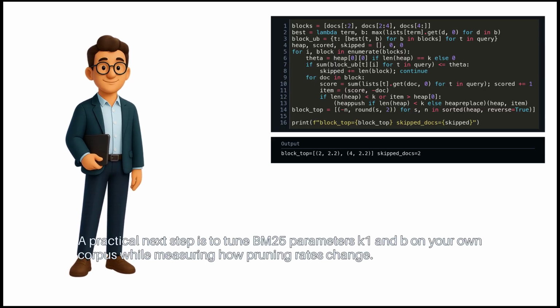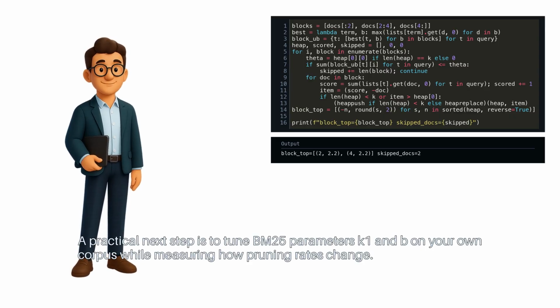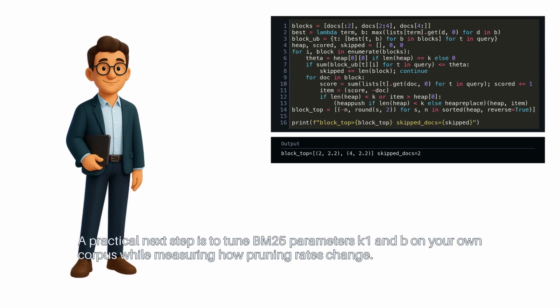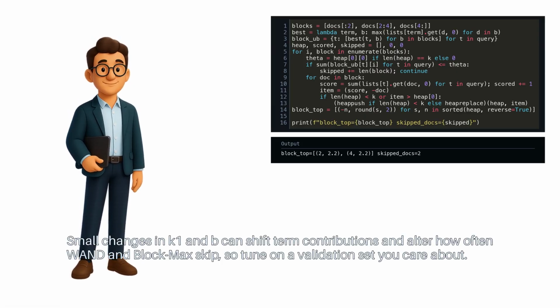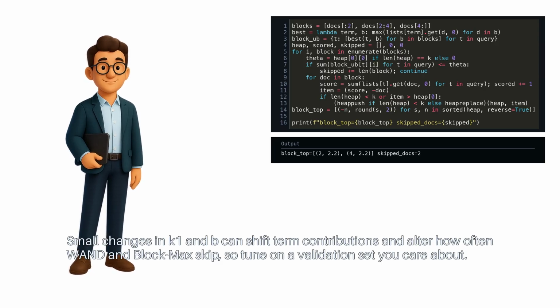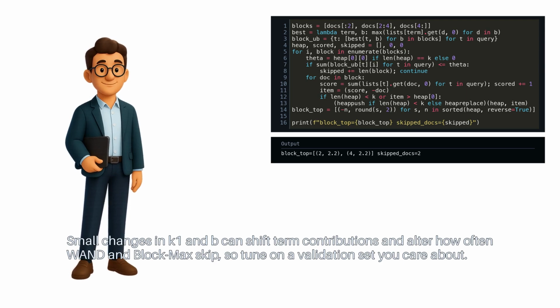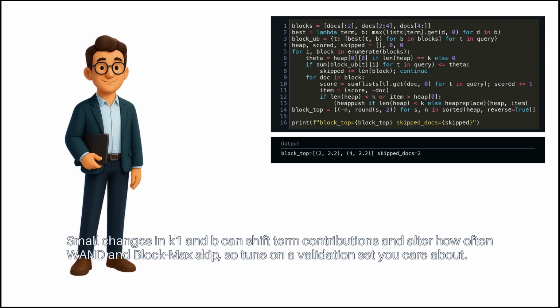A practical next step is to tune BM25 parameters K1 and B on your own corpus, while measuring how pruning rates change. Small changes in K1 and B can shift term contributions and alter how often WAND and Block-Max skip, so tune on a validation set you care about.